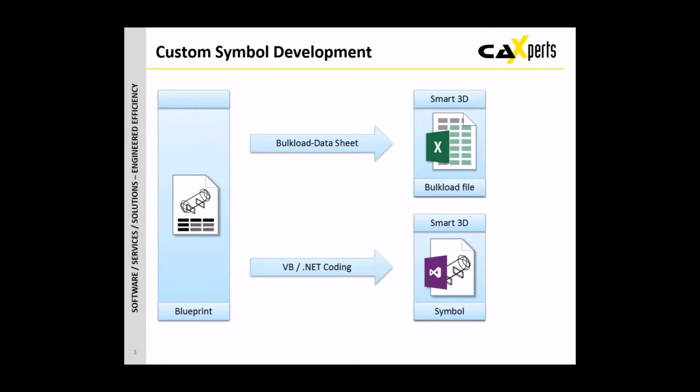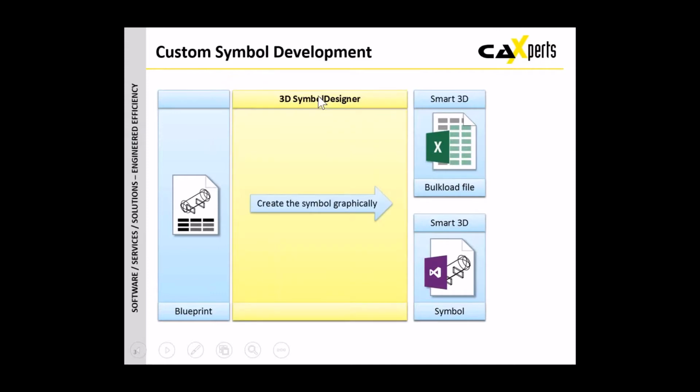So if we consider custom symbol development, we start off typically with a blueprint of the type of symbol that we want. Now, to load that in, we need two things. We need a bulk load datasheet, and we also need a project to create the DLL, and that typically has been VB in the past. Now it's VB.net. Once we have those, we can then load them in and use them within Smart 3D. So really what we're talking about today is using 3D SymbolDesigner, which can create the symbol graphically. It then generates the bulk load file and the code so that you can load that into Smart 3D.